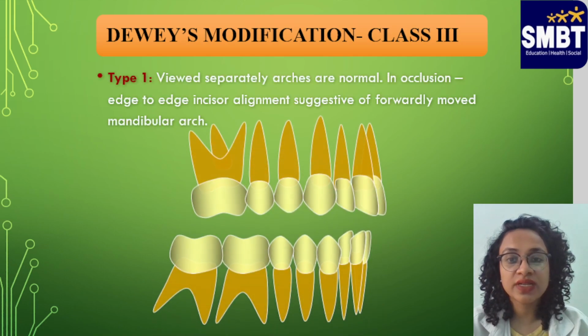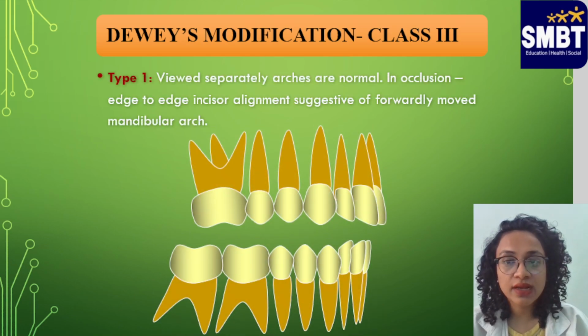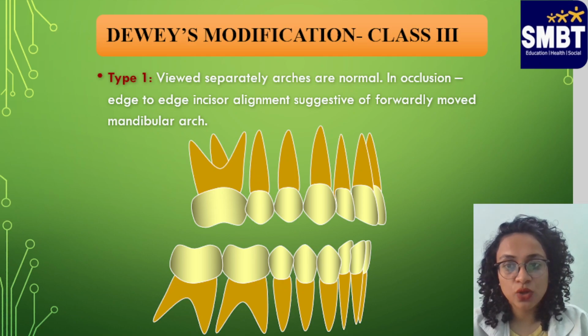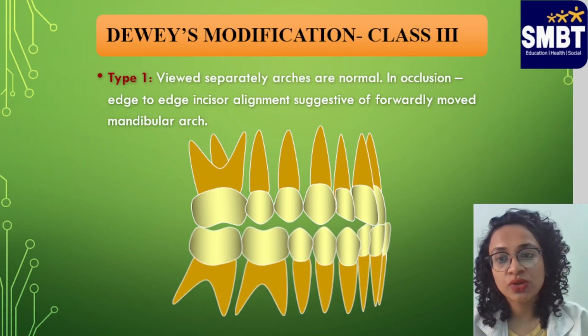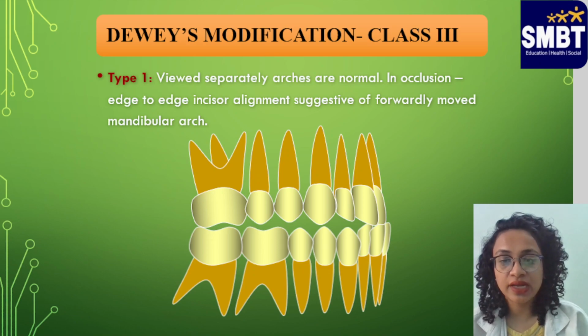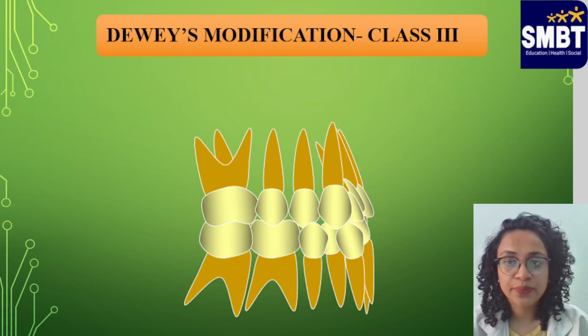We move on to the Dewey modifications of Engel's class 3 classification of malocclusion. In class 3, there are 3 Dewey modifications. First, let us see that when viewed separately, the arches are normal. In occlusion, there is edge-to-edge incisor alignment suggestive of a forwardly moved mandibular arch. You can see it in this diagram. So this is how your Dewey modification of class 3 is. In the first modification, the arches are normal when they are viewed separately, but when you occlude the maxillary and the mandibular arch, there is edge-to-edge incisor alignment.